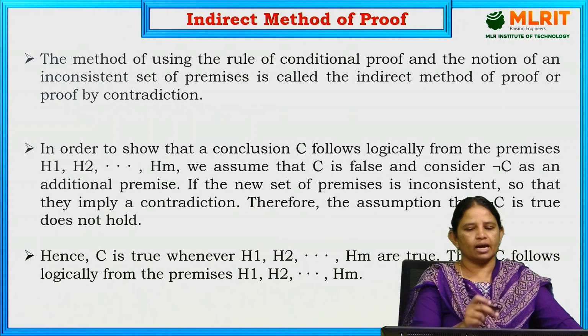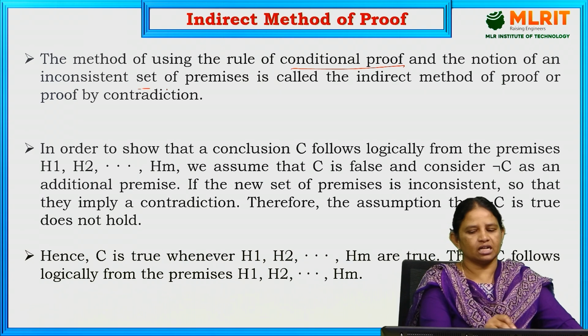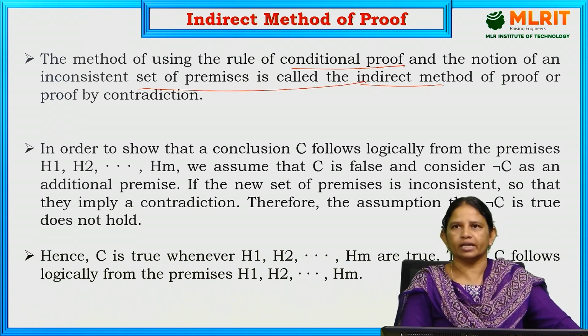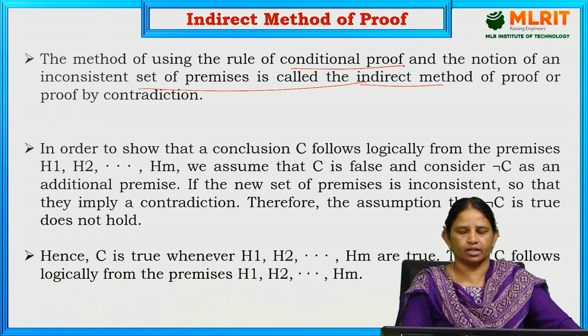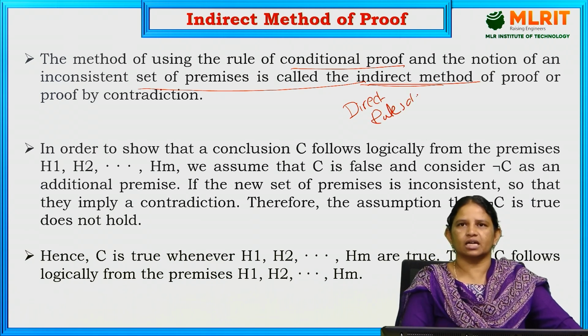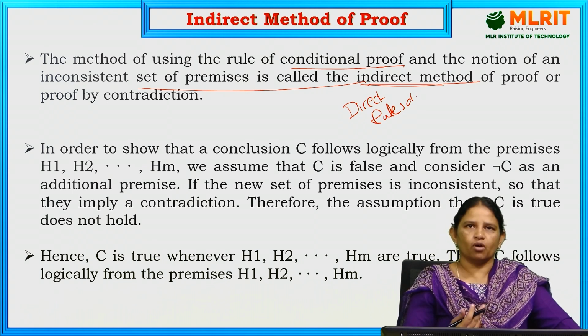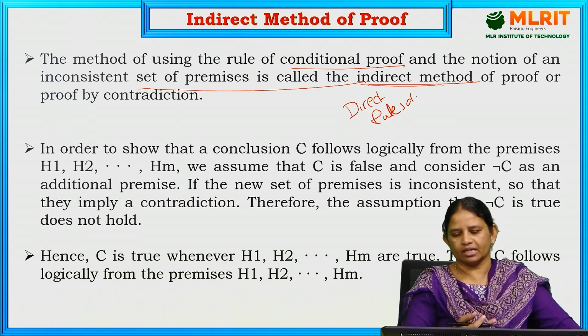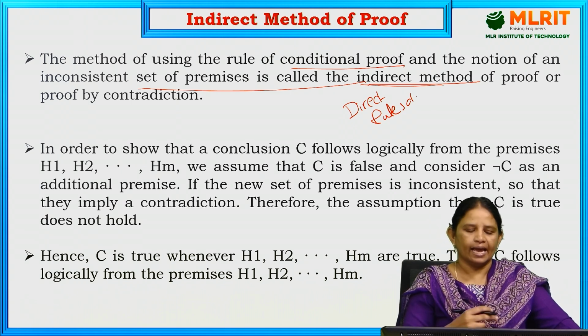So, what is the indirect method? The method of using the conditional proof and the inconsistency are all called an indirect method, or it is the proof by contradiction. Indirect method of proof means we are using conditional proof, CP. Rules of inference is the direct method of proof, and the conditional proof, or the proof by contradiction or inconsistency, are considered indirect methods.